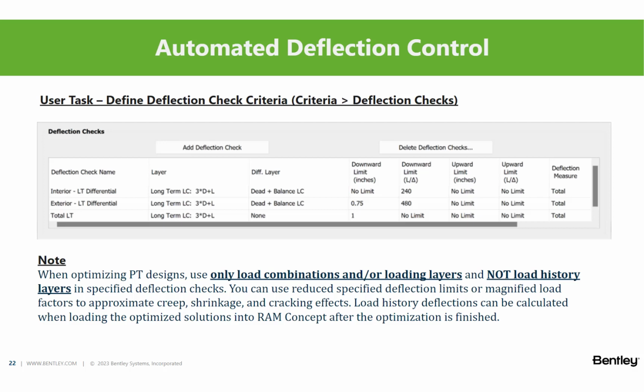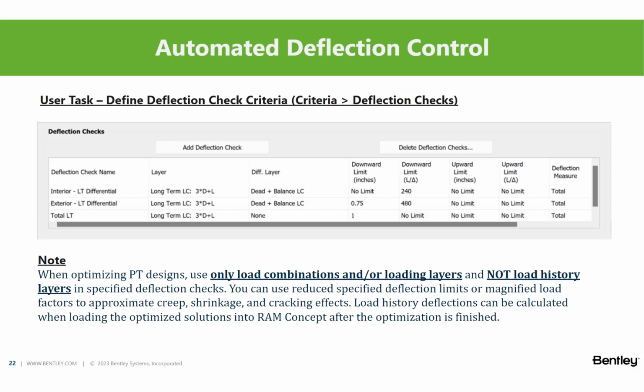So in other words, utilizing those two tools, RAM Concept can automatically add post-tensioning or change the tendon profiles to keep deflections below a deflection limit that you specify. So again, automatically, without any manual iteration or effort on your part. So let's take a closer look at those steps and how you would accomplish that.